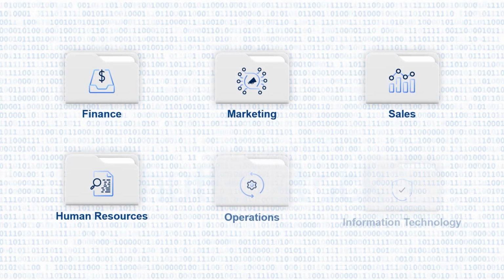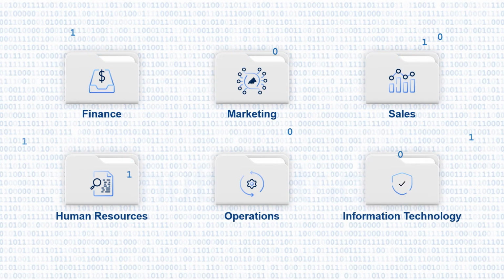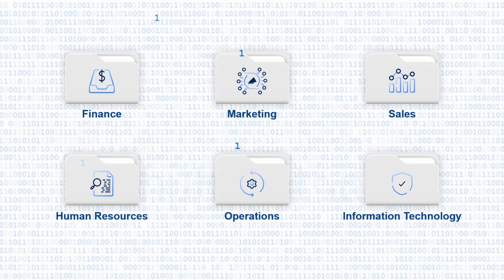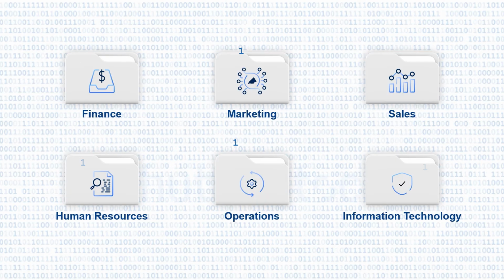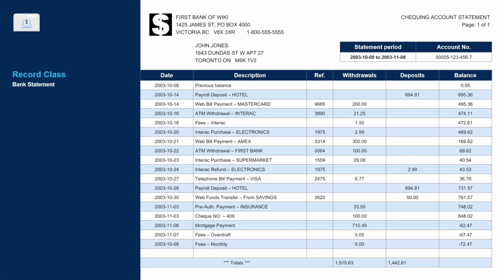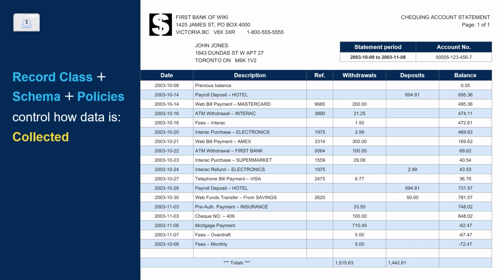Data classification is the process of sorting data into relevant categories, record classes, and it is a key component of the Archive360 platform. For example, here's a bank account statement. By classifying the statement, identifying its schema, and creating policies or rules for how bank records should be managed, you can control how that class of data is ingested or collected, stored, searched, entitled, processed, retained, and disposed.